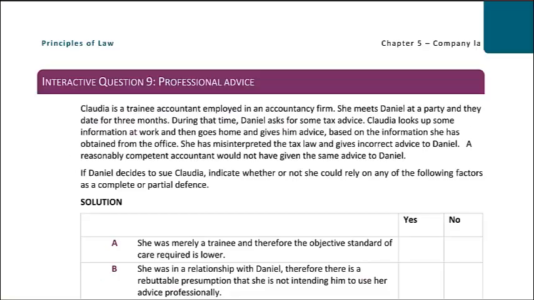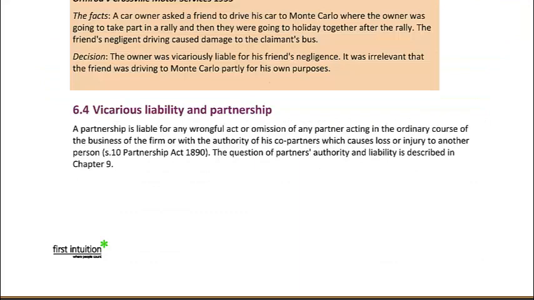Final situation when vicarious liability might arise is a partnership. Again, we'll come back to partnerships in more detail in chapter 11, but basically, if you are in partnership with someone, then you are liable for any tort that they commit during the ordinary course of the business of the firm, or anything they do with your authority. So if your partner, on his way to a meeting, runs over a pedestrian, it's quite possible that you might well be liable for his actions there as a member of the partnership. So be very careful who you go into partnership with.